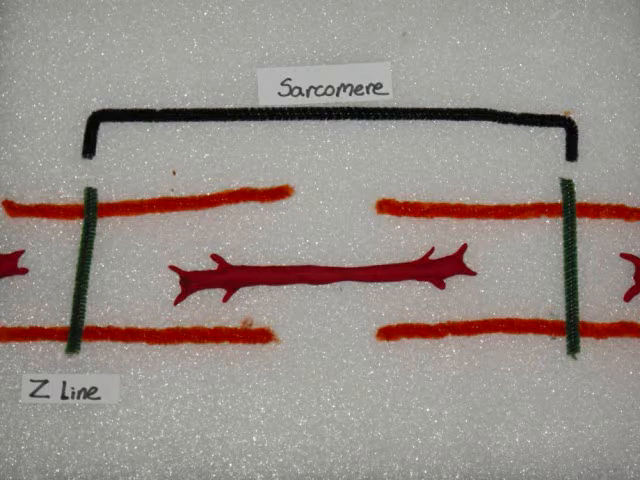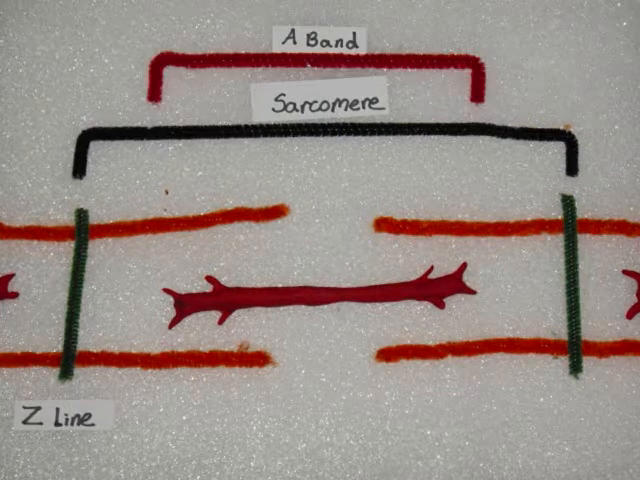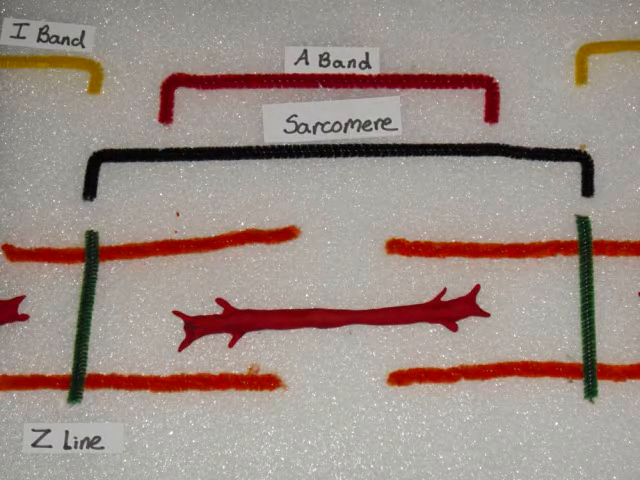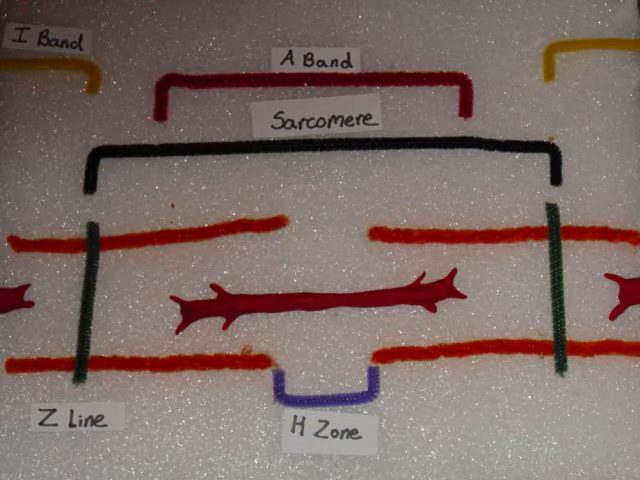If we look closer at the sarcomere, we'll see that there are even more regions with specific names and functions. The A-band runs along the entire length of the thick filaments. The I-band includes the Z-line and the ends of the thin filaments where they don't overlap with thick filaments. The H-zone is the middle region of the thick filaments that don't overlap with thin filaments.